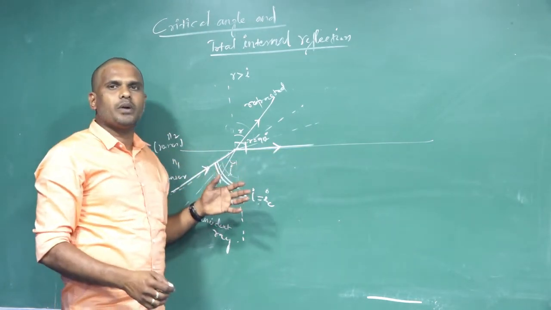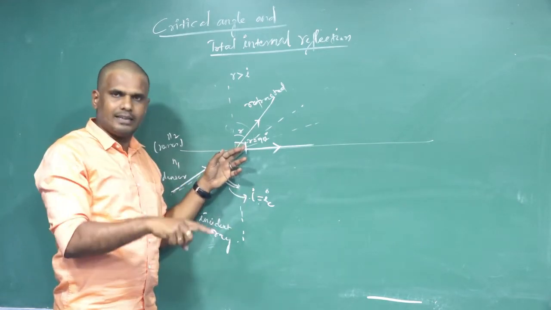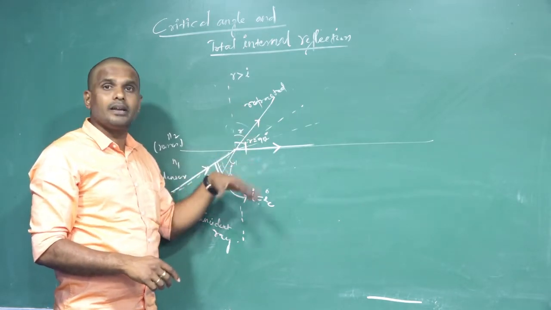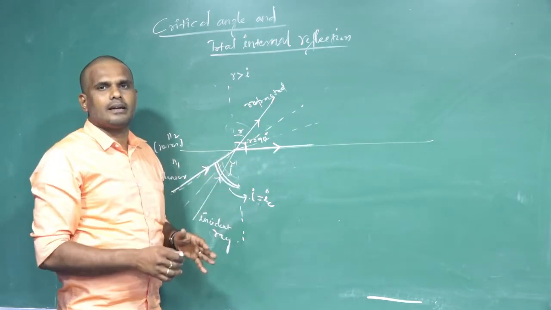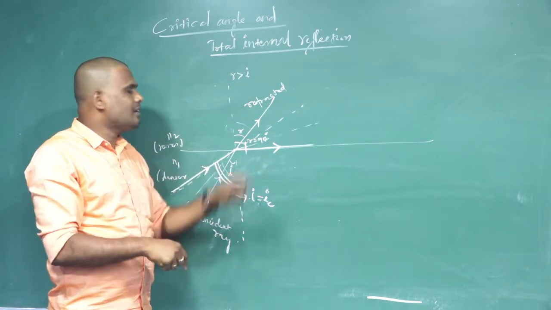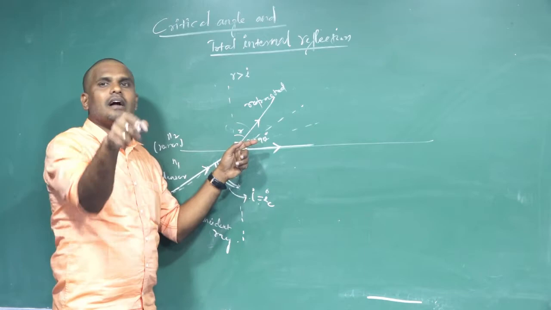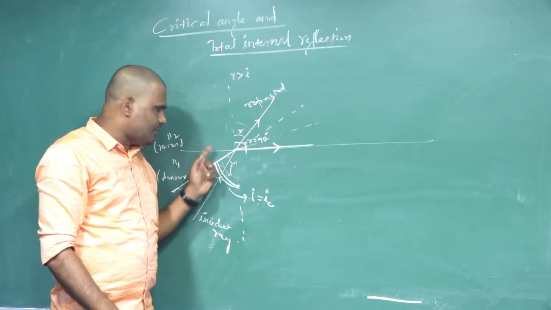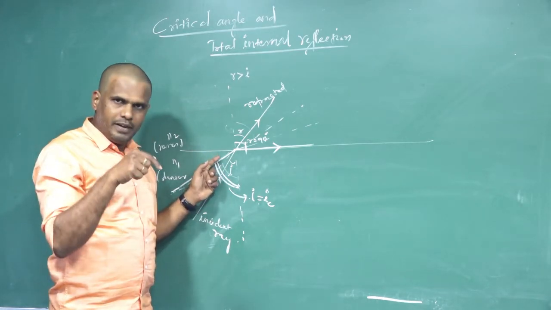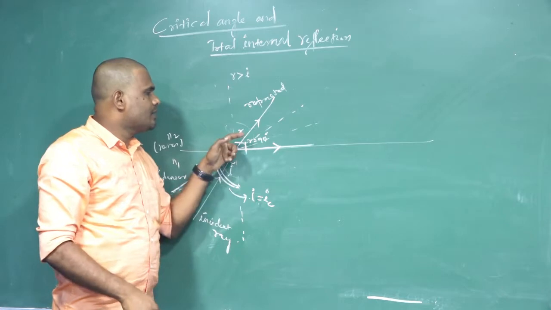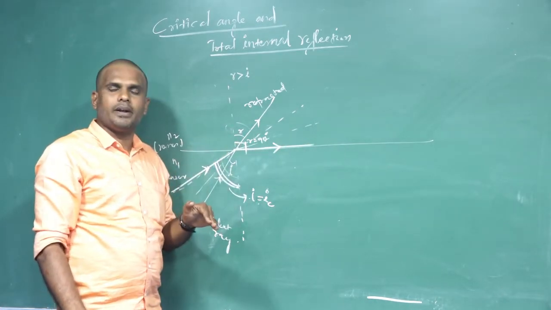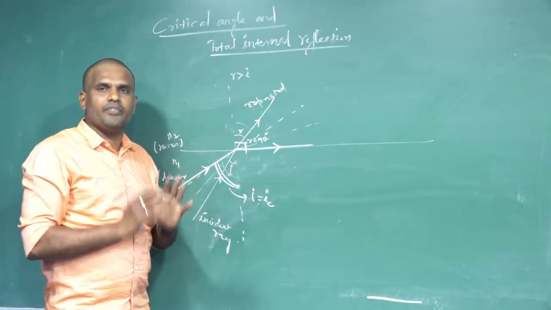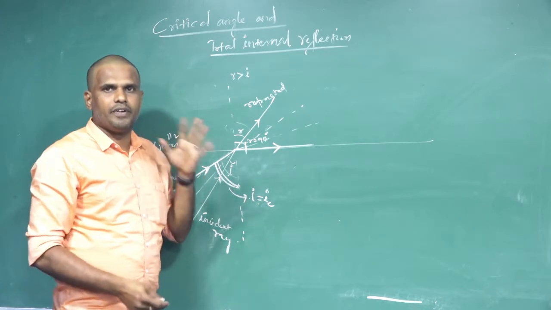The angle of incidence for which the angle of refraction is 90 degrees, or the refracted ray grazes the boundary separating the two media, is called the critical angle. So, at what angle this particular action is taking place, that angle is called the critical angle. I could say if the angle of incidence is 45 degrees in the denser medium and the refracted ray is grazing the boundary separating two media, then for the denser medium, the critical angle is 45 degrees.